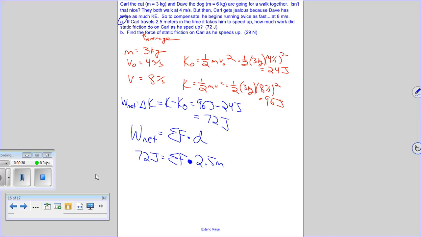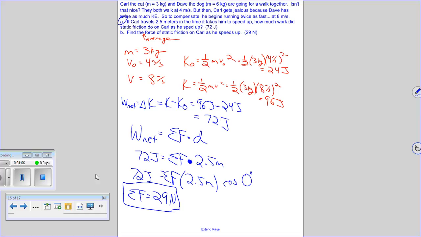Good? Okay. So this actually is F net force times 2.5 times the cosine of 0, right? I wouldn't write that out. I would just recognize, oh, my force and my distance are parallel, so it's just multiplying, right? Make sense? Okay, so what do we do? Just divide by 2.5, and your net force ends up being like 28 point something, but with sig digs, it's 29 newtons. And again, with Ethan's question, friction's the only force, so there's your force of static friction.